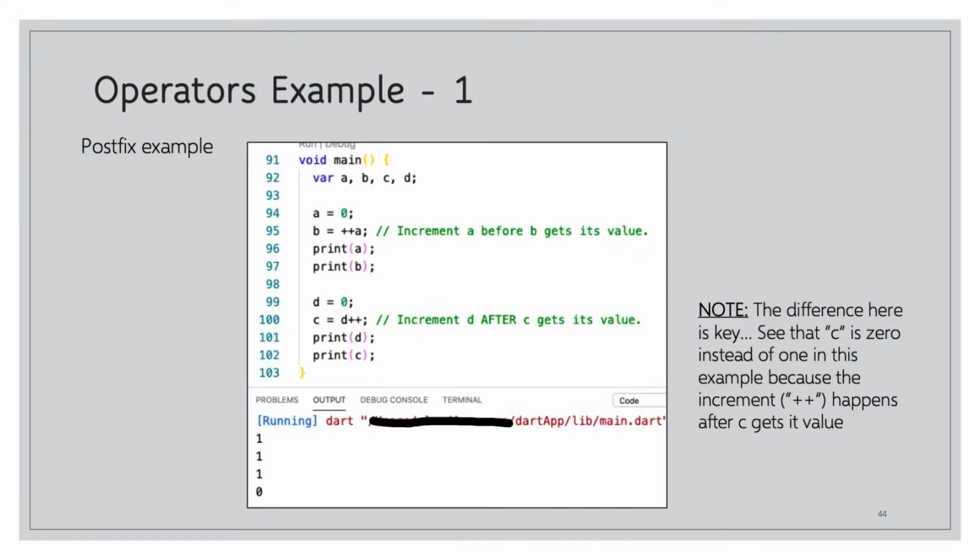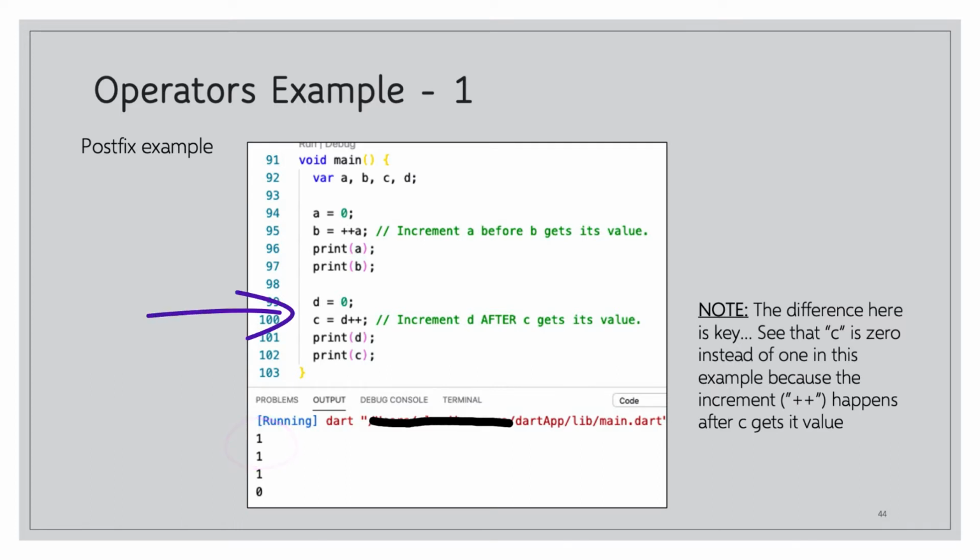We'll run through several examples of operators in action. We'll look at the postfix example first. So here we have in our main function 4 variables defined, A, B, C, and D. So A equals 0, then B equals plus plus A. So we're going to increment A before B gets its value. So then we print A, we print B, and both of them wind up being 1.